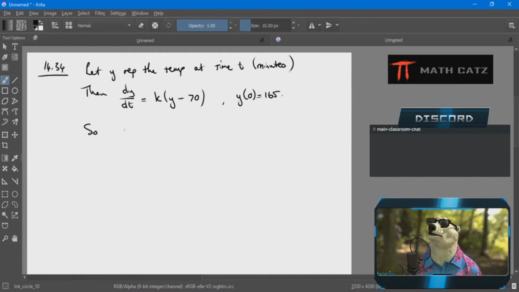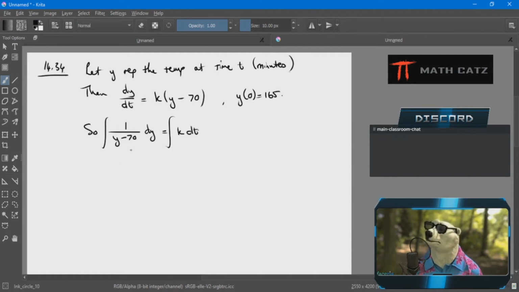So I want to separate the variables. So my bracket is going to have to go to the other side. I can only separate the variables with multiplication and division. I can't really separate this y and the 70. Then I integrate both sides.